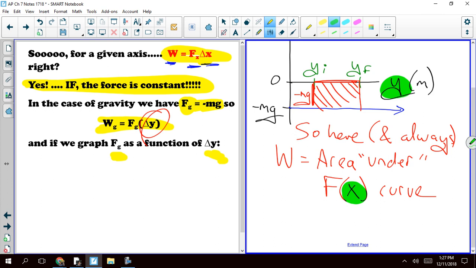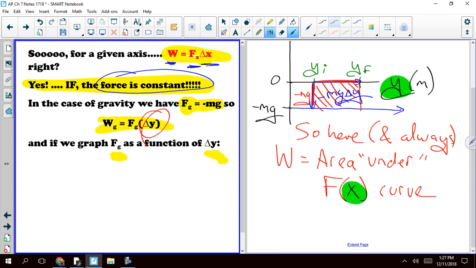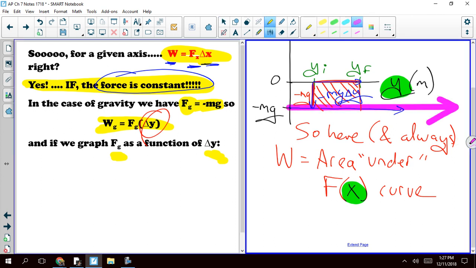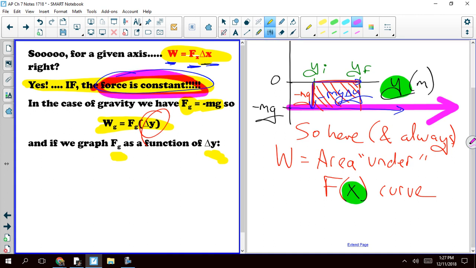In this case, the work done by gravity is going to be negative, because I've got a negative force and a positive displacement. So this is negative mg delta y, the work done by gravity. That one wasn't too bad because the force was constant, which is why this graph looked like that. The force was constant.